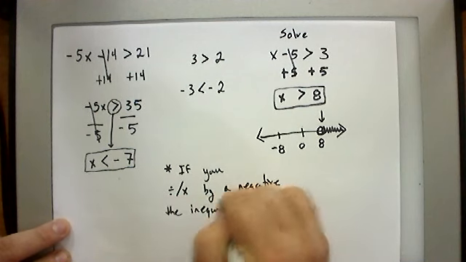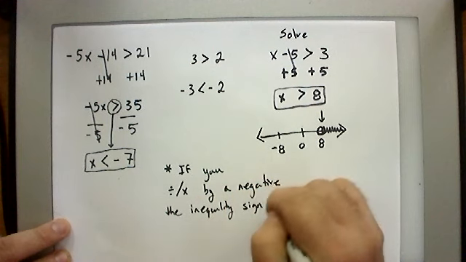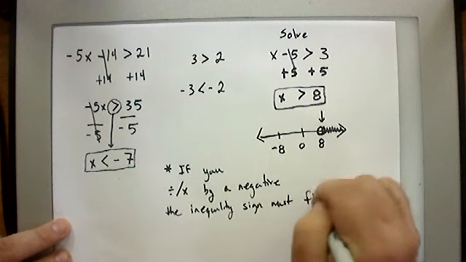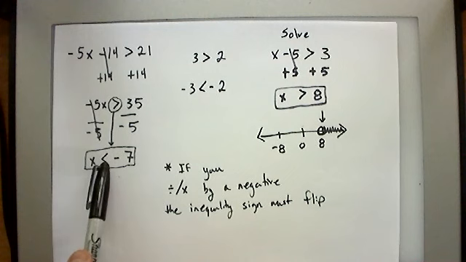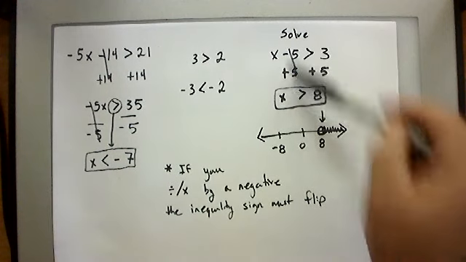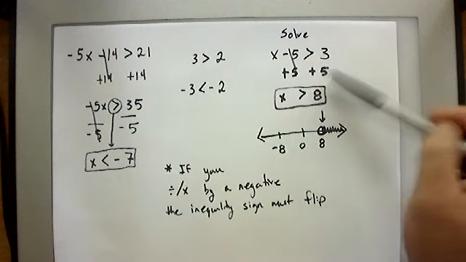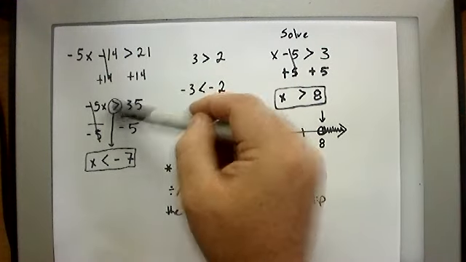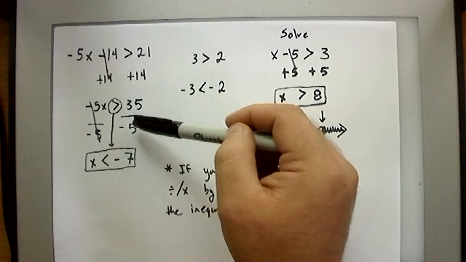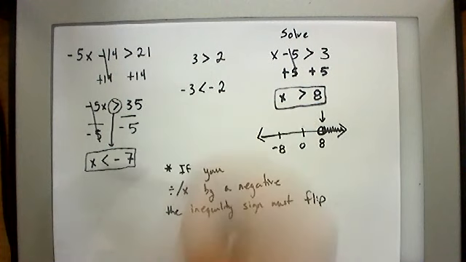Sorry, let me rephrase. The inequality sign must flip. Not the whole inequality. Don't spin the thing like it's on a signpost. Just that inequality sign would flip. Again, that did not happen here because we just added 5. There was no division or multiplication at all. Here we added 14. There's no need to flip the sign for that. Once we divide by -5, though, I need to flip that inequality sign, so be careful.